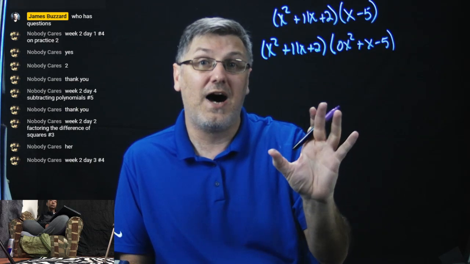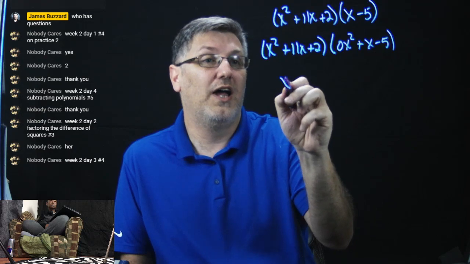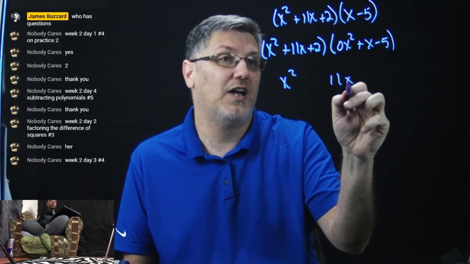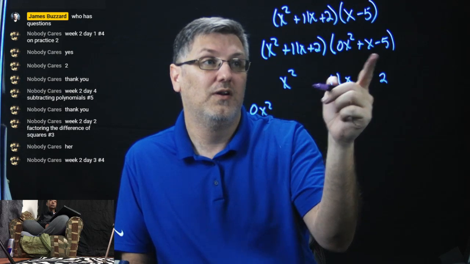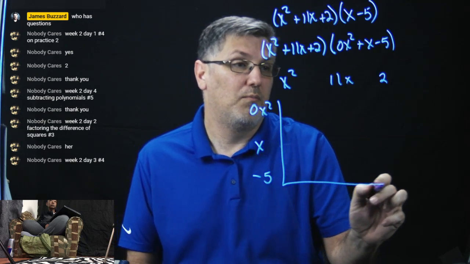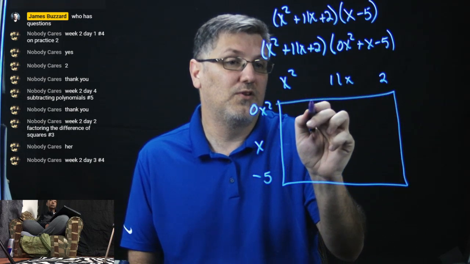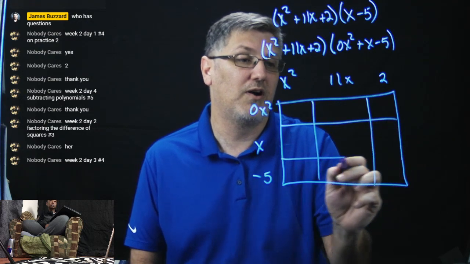Now I can set up a box so all my information can be arranged nicely. So I'm going to do x squared on top, then an 11x, and then a 2. And down here I'm going to do a 0x squared, an x, and my negative 5. And I'm going to make a nice little box here. Because if I don't put this placeholder in, I'll get a rectangle and things won't line up pretty. You'll see what I'm talking about in a second.